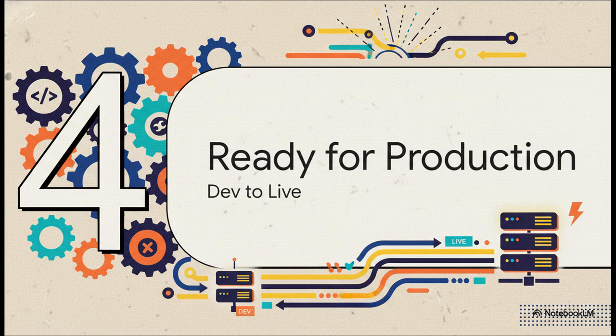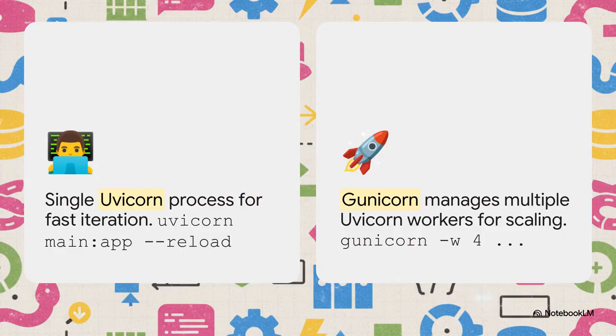Okay, building an API on your laptop is one thing, but running it in the real world, in production, that's a whole different ballgame. So let's see how FastAPI gets you ready for prime time. Yeah, there's a really important difference between how you run your app for development versus production. When you're coding, you use a simple command that runs a single Uvicorn server, and it even reloads when you change your code. Super handy.